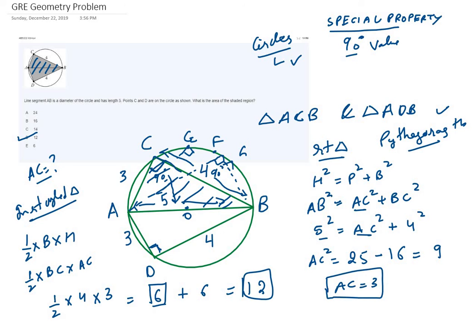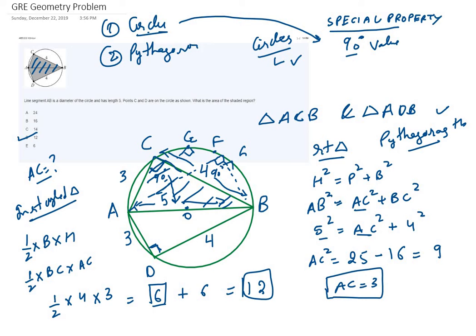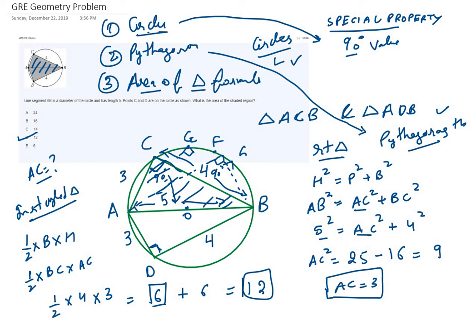To solve this problem you should have good knowledge of circles. First, you should know this property of the 90-degree angle. Second, you should know the Pythagoras theorem, and if you don't, revisit it. The third is the area of triangle formula, and you should have solved a lot of problems for this. Why we found AC became apparent when we applied half into base into height. If you know these three concepts, you'll be able to solve such problems. So practice more and go through the basic concepts of circles, triangles and other geometry to become strong in solving GRE geometry problems.